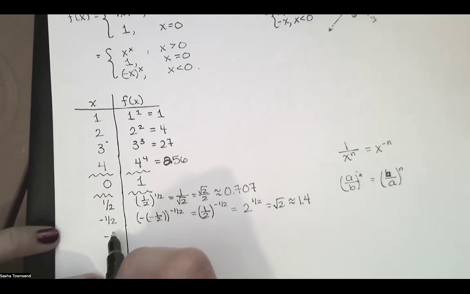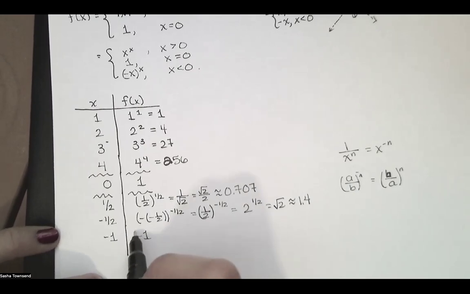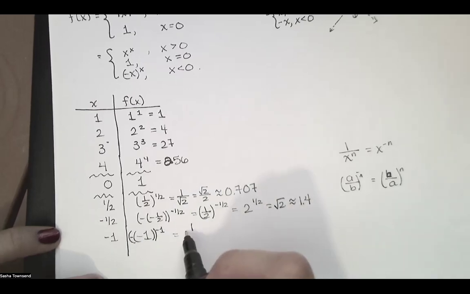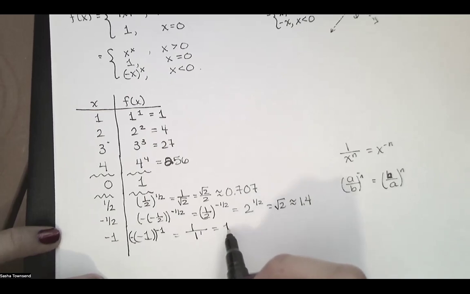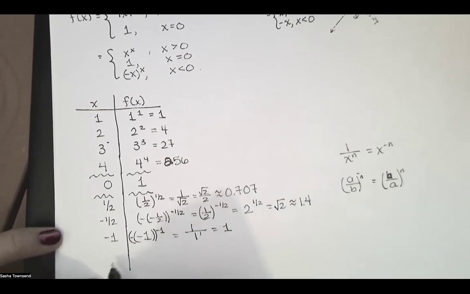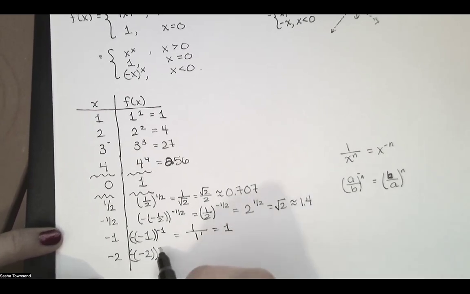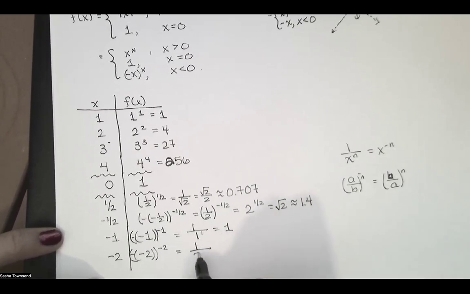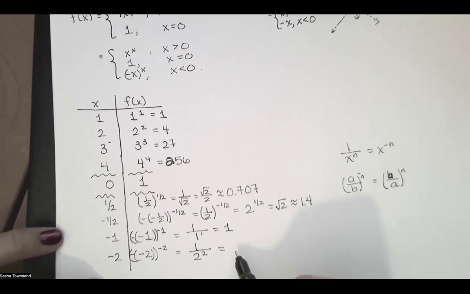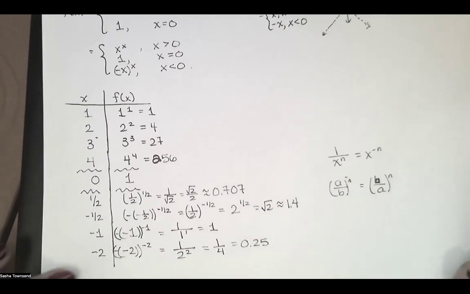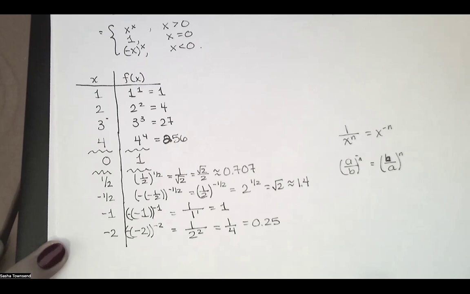And if x equals negative 1, we get the absolute value, which is positive 1, raised to the negative 1. So we have 1 divided by 1 to the first, which is 1. And when x equals, say, negative 2, that's the absolute value of negative 2, which is 2, raised to the negative 2. So we end up with 1 divided by 2 squared, which is 1/4, or 0.25. And so we do this, and we can graph the function from here if we want to.